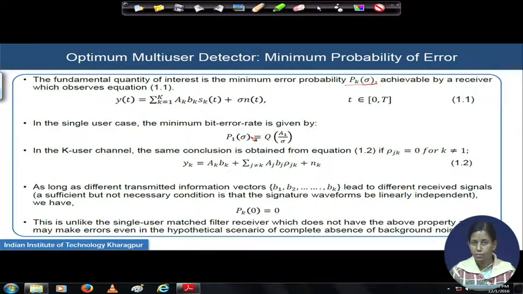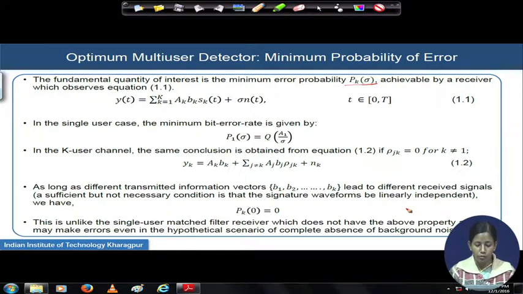In practice, that is not the case. In practice, you have to deal with this whole expression, where rho_jk will have some specific value between 0 and 1. And as long as the different transmitted information vectors, that is b_1 to b_K, coming from the different users, lead to different received signals.